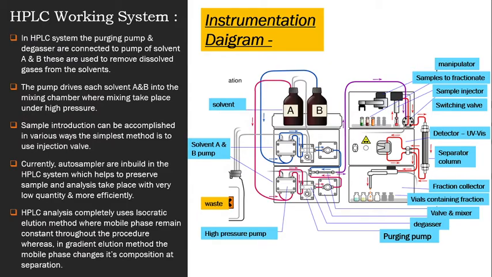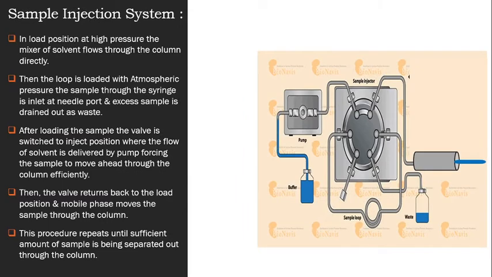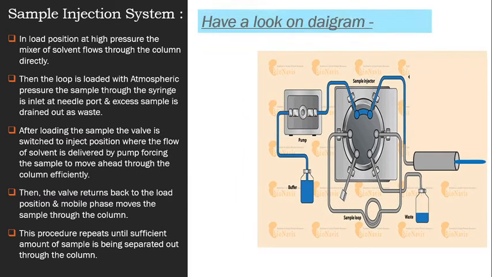Now we will see how the sample injection system works or operates. Have a look at the virtual image. In the load position at high pressure, the mixture of solvent flows through the column directly. Then, the loop is loaded at atmospheric pressure. The sample through the syringe is injected at the needle port. Excess sample is drained out as waste.